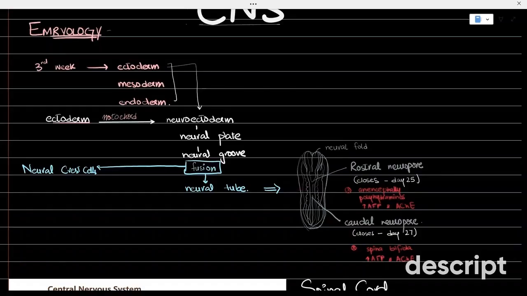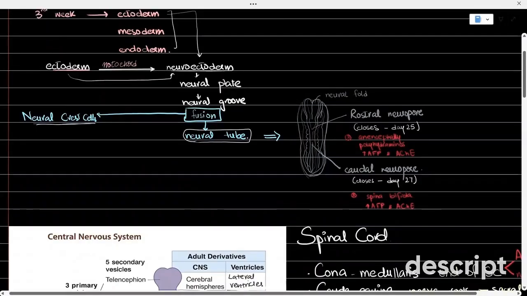So what happens is that the underlying notochord converts the overlying ectoderm into the neuroectoderm, which in turn then changes to neural plate, and then a neural groove is formed. The cells of that neural groove fuse to form a neural tube, and some of them are left as neural crest cells. First, we will go with the derivatives of neural crest cells.